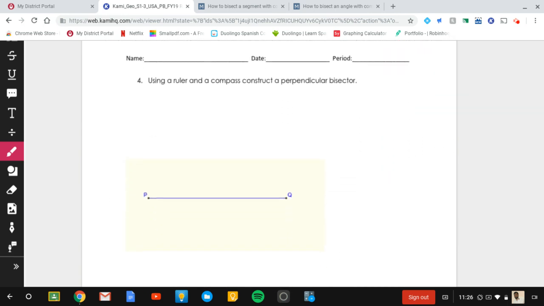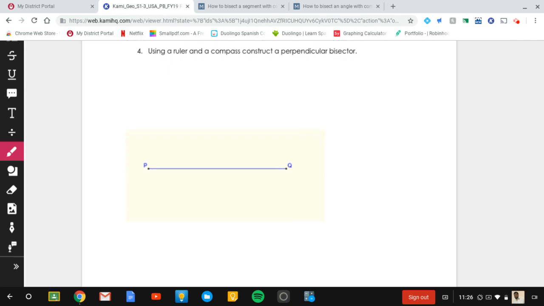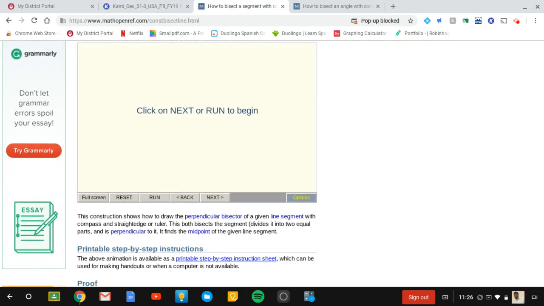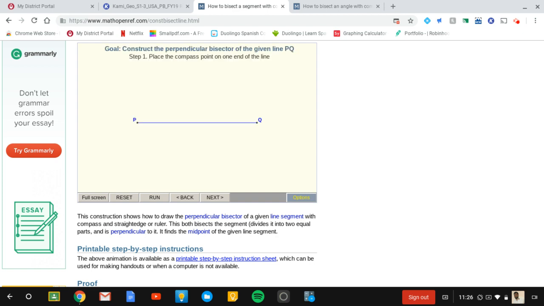All right, so we did this last class, right? Using a ruler and a compass, can you construct the perpendicular bisector? Very easy. How do we construct the perpendicular bisector? Okay, here we go. We'll just use it from here.